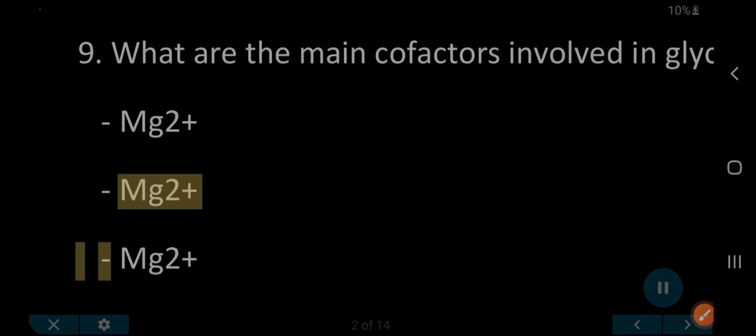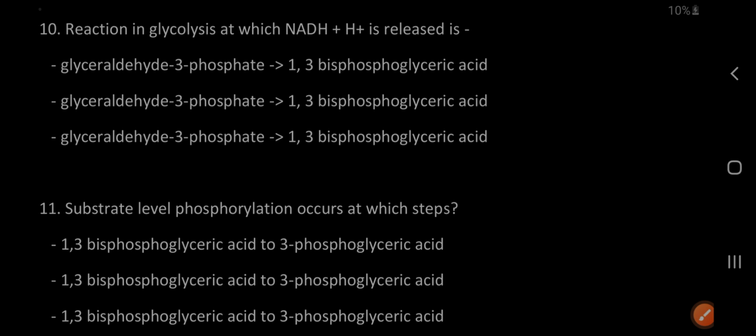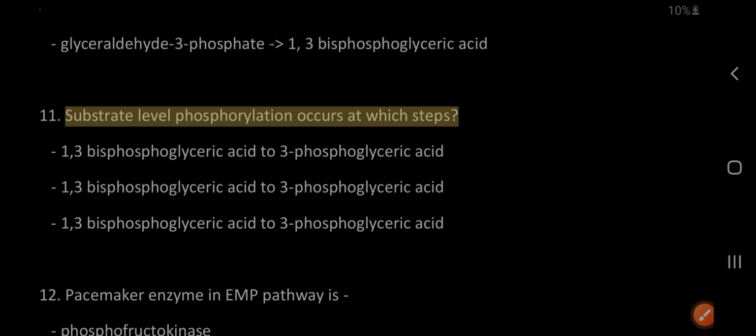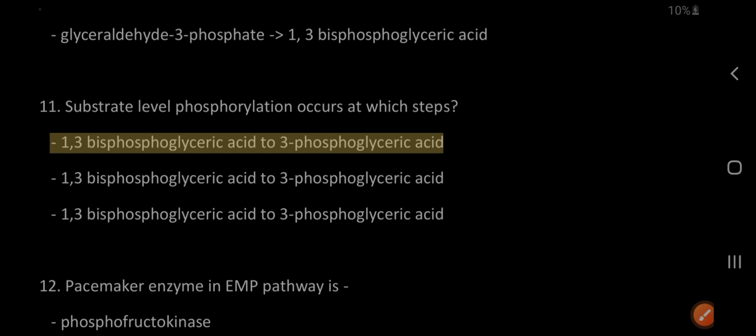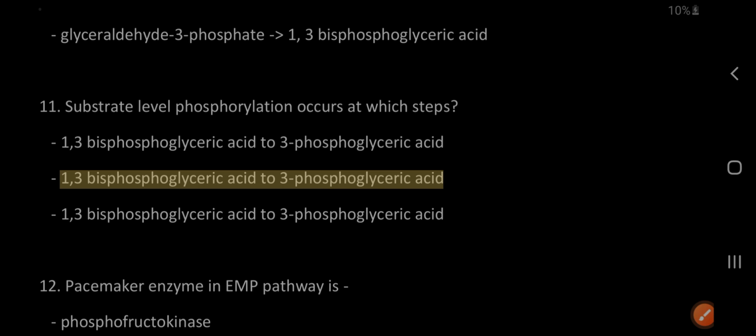Mg2+. 10. The reaction in glycolysis at which NADH plus H plus is released is glyceraldehyde 3-phosphate to 1,3-bisphosphoglyceric acid. 11. Substrate level phosphorylation occurs at which steps? 1,3-bisphosphoglyceric acid to 3-phosphoglyceric acid.